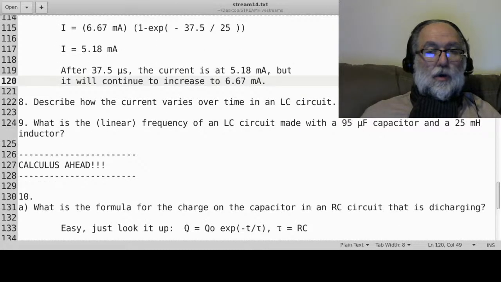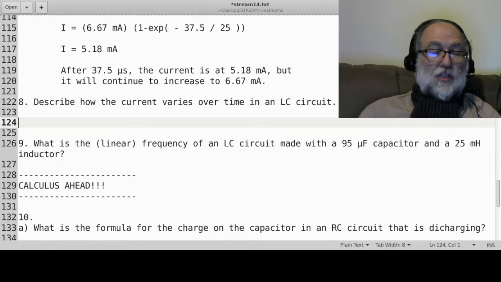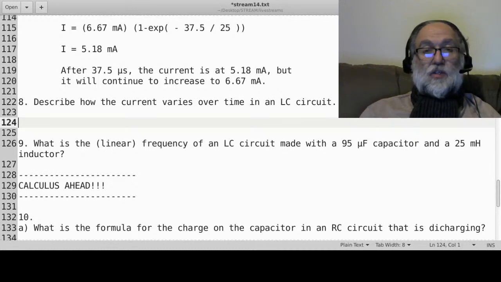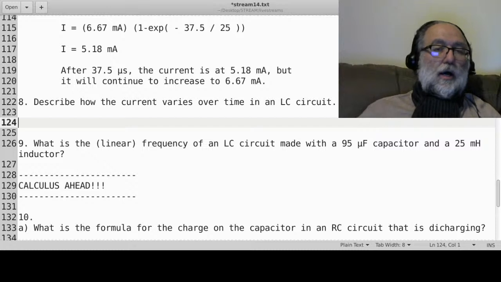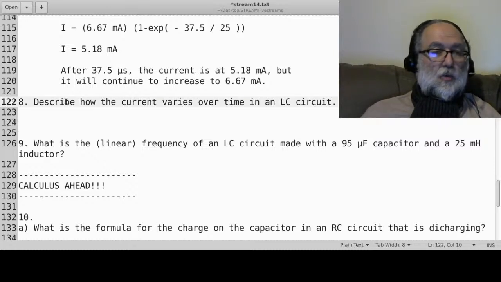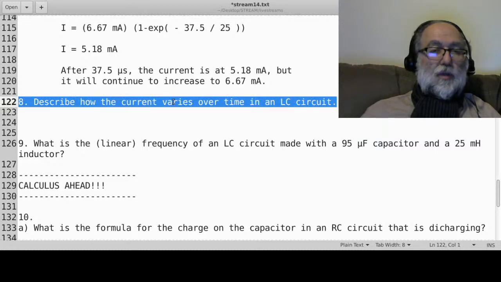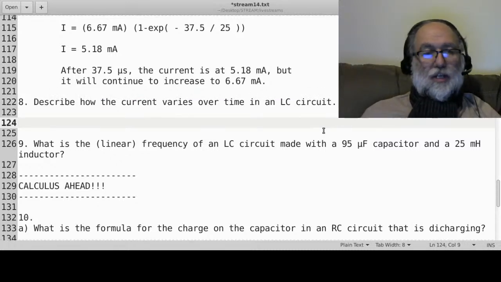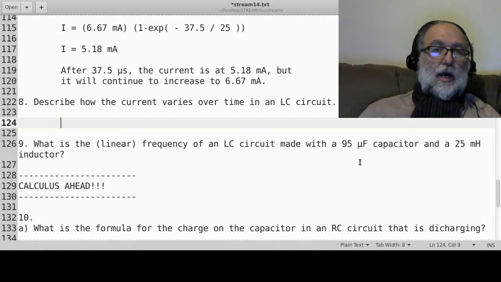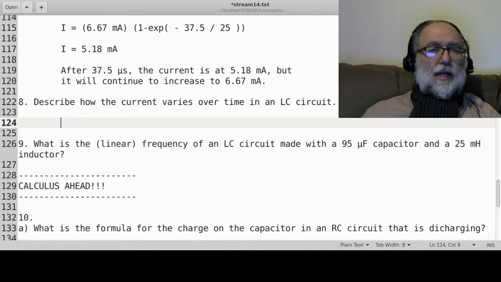So the next circuit, and the last circuit we studied, was an LC circuit. And this is now an inductor and a capacitor in series. And I said to you, in this question, I'm just asking, describe how the current varies over time in an LC circuit. To really understand this, you should watch, of course, the lecture, or maybe even read the notes. It's a little bit demanding conceptually.